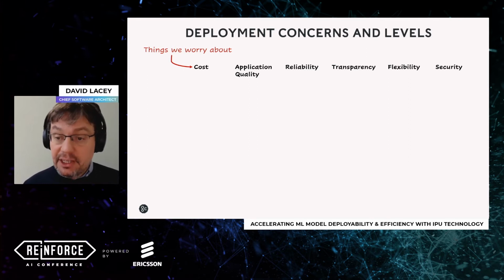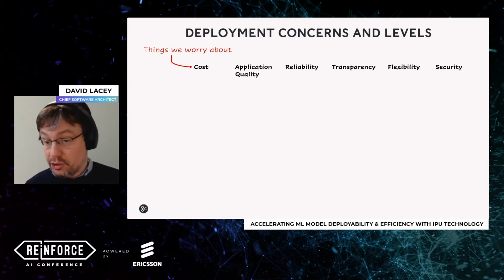Clearly, we care about application quality, and that is true in development as well. But then other aspects of quality of service and application quality come in. Reliability: how often do we have errors? How do we deal with errors? Transparency: what information can we get back from the deployment? Flexibility: how can we deploy this on different systems in different ways? And then obviously security becomes, again, probably more of a concern in the deployment phase of a project than in the development phase.